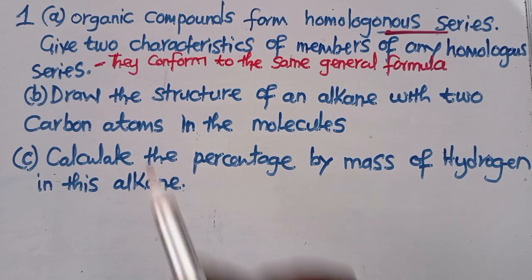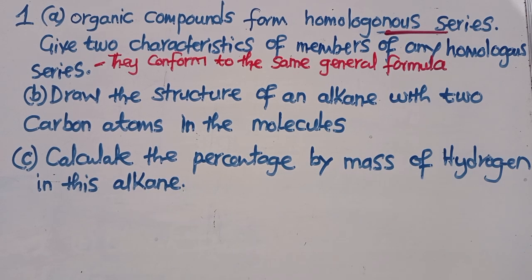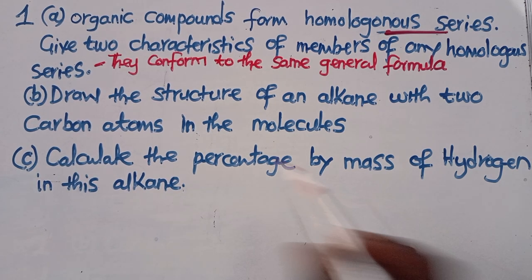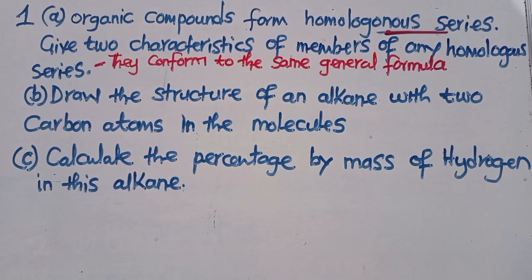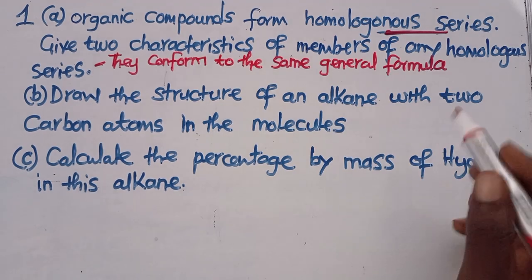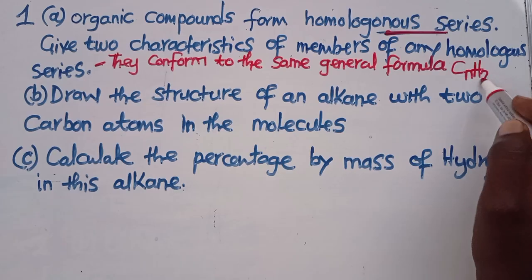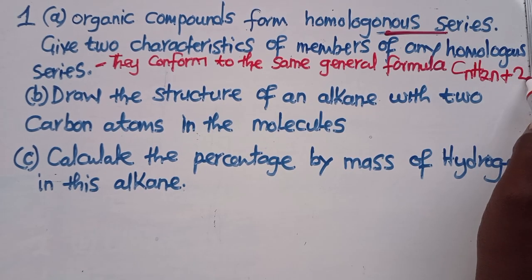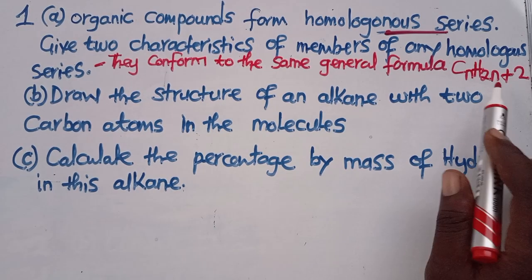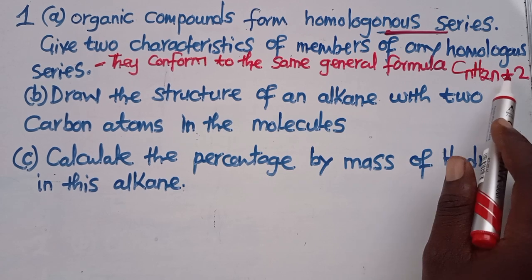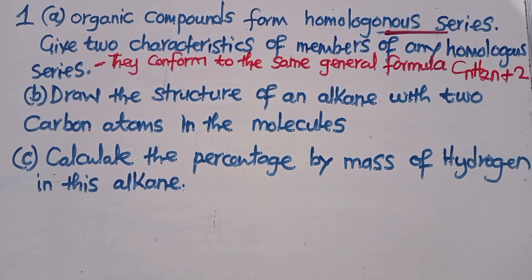So one is that all the members of the family in the homologous series conform to the same general formula. For example, all the members of alkanes have the same general formula. Alkenes, all the members of alkenes have the same general formula. For example, alkenes have this general formula. So all the members of alkenes will conform to this same general formula. This is what you need to understand.